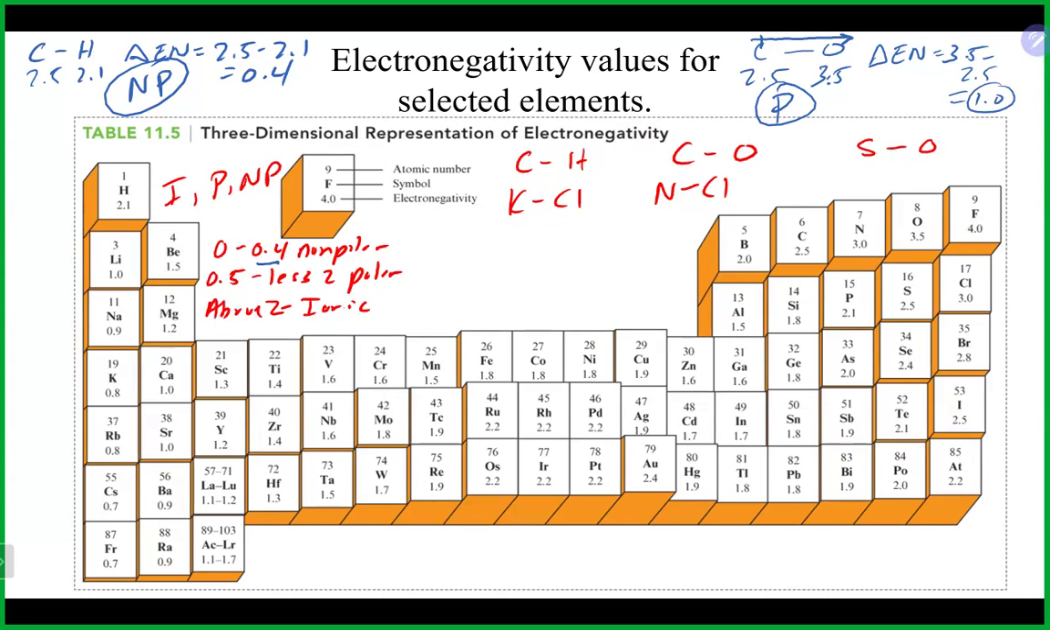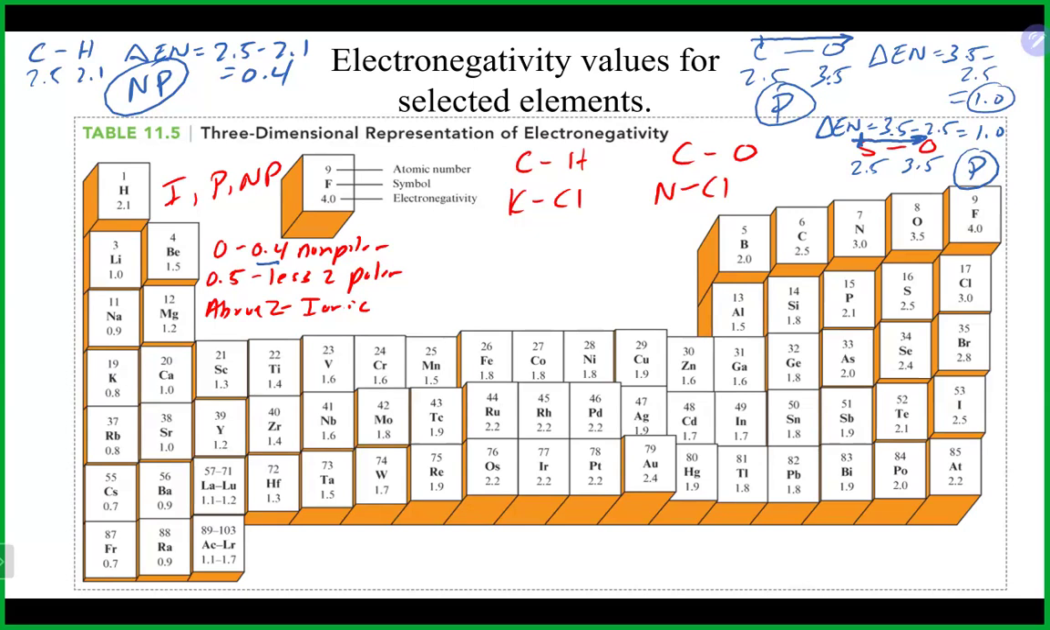We do sulfur and oxygen. Sulfur there 2.5. Our oxygen still 3.5. Difference in electronegativity here, 3.5 minus 2.5, still 1, which means that this guy would be polar. And once again, our arrow would point towards the oxygen side there, and that would be a polar bond.